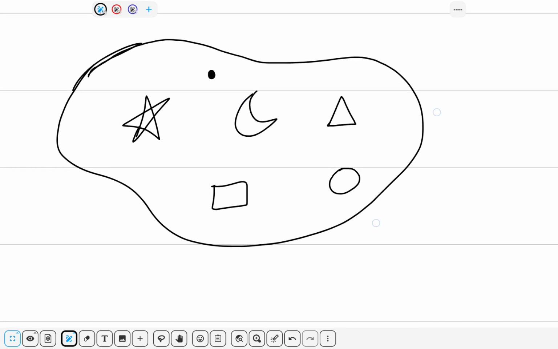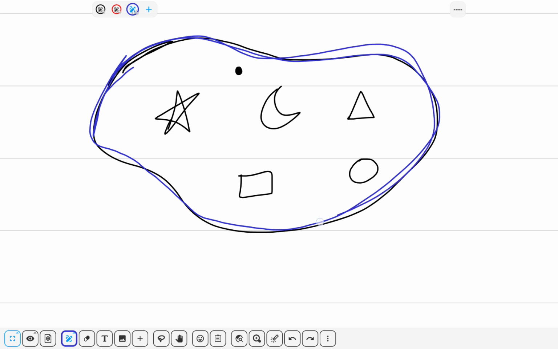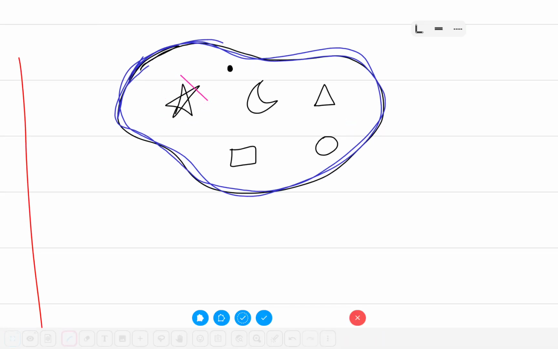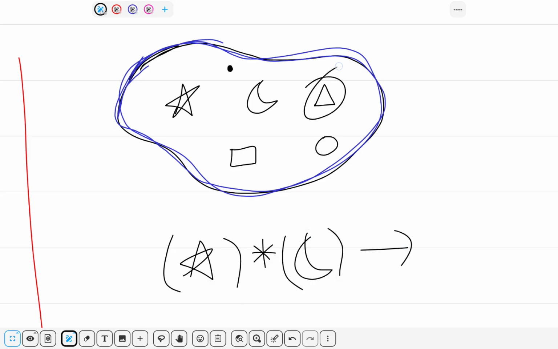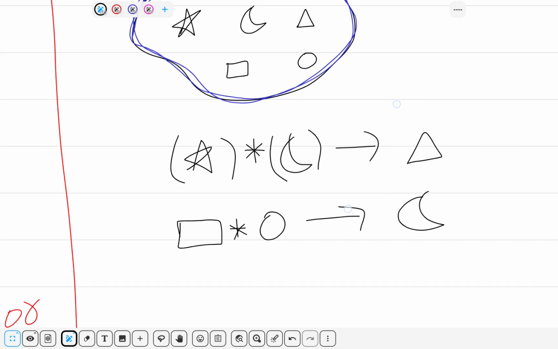So the thing is, I will define some kind of relationship between all these things which are inside this blue boundary. So now let me say that when I take this star and combine it with the moon, first I took the star and moon, and I got, let's say, a triangle. I don't know, I'm just making some rules. And let's say I took a square, I combined it with a circle and got a moon. So I can make these rules, right?